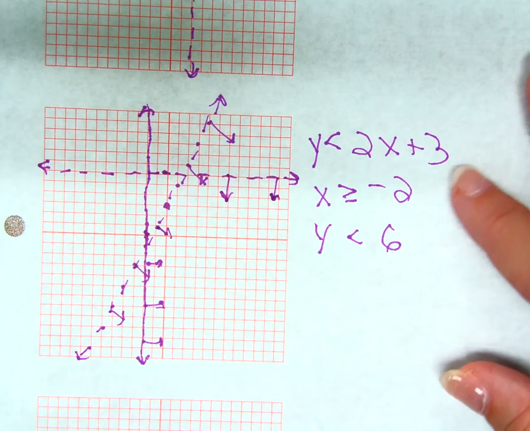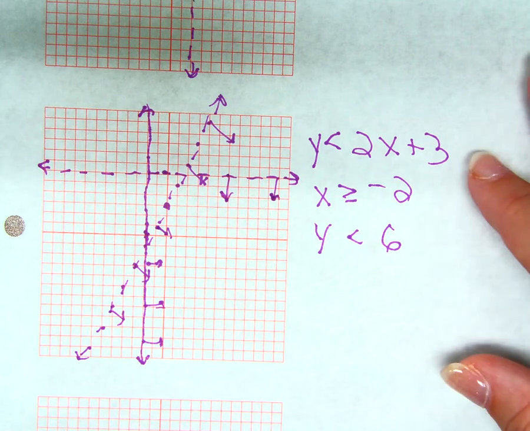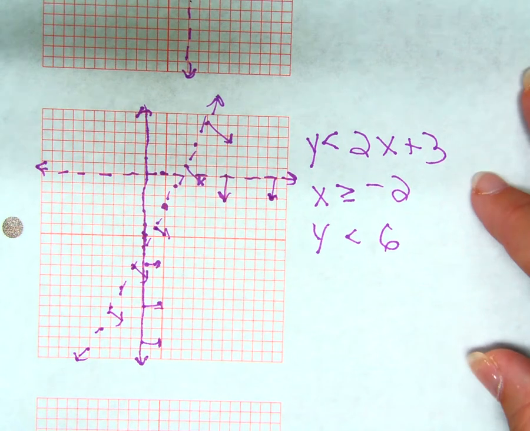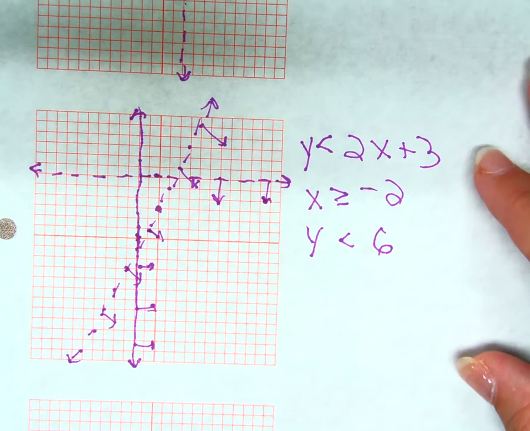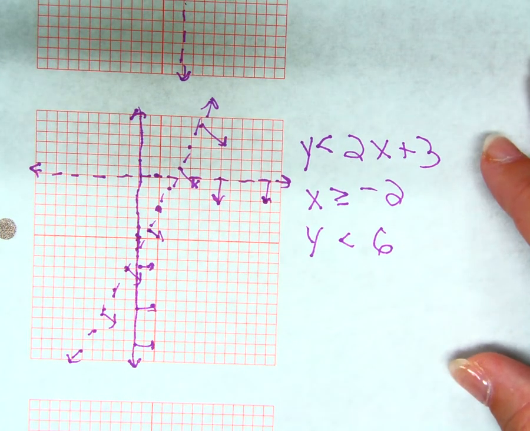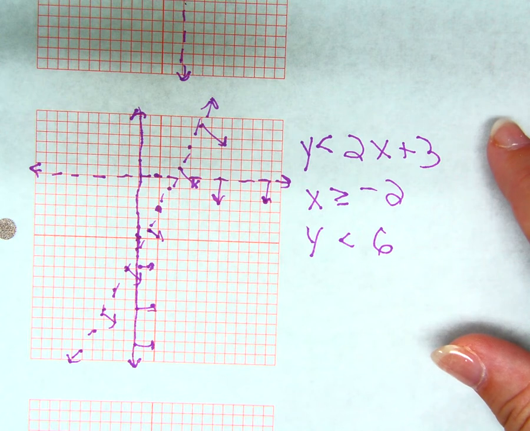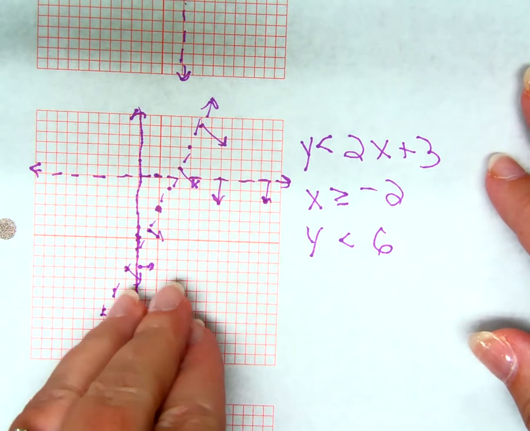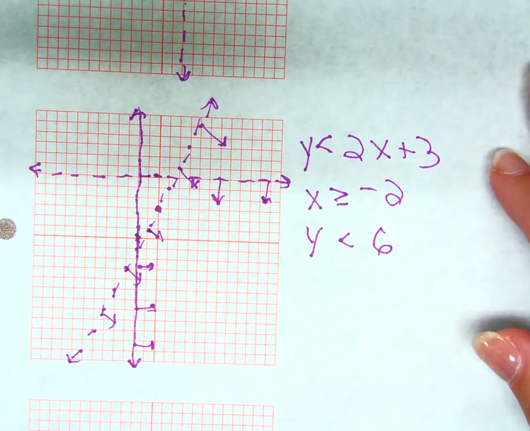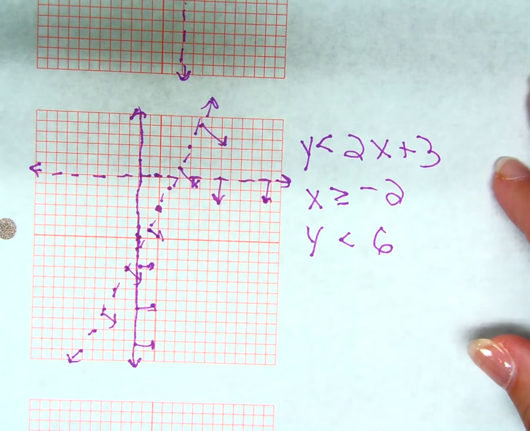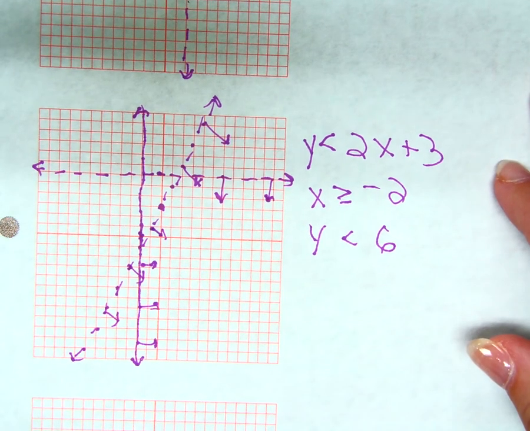Now that I've graphed all my inequalities, now I have to shade. Where are all my arrows pointing? Can I tell you a really bad habit to get into? If all my equations make a triangle, shade in the triangle. That's a very bad habit to get into.